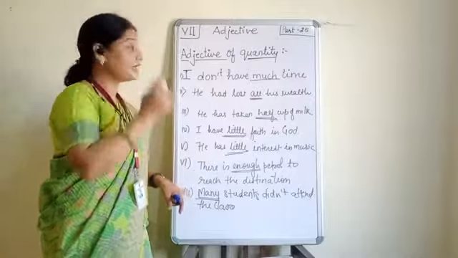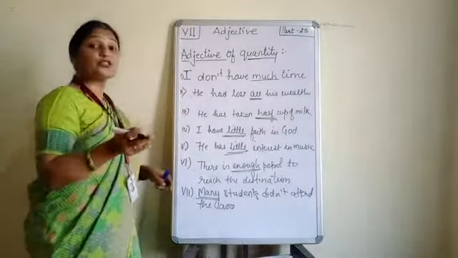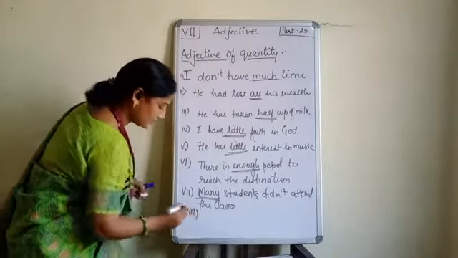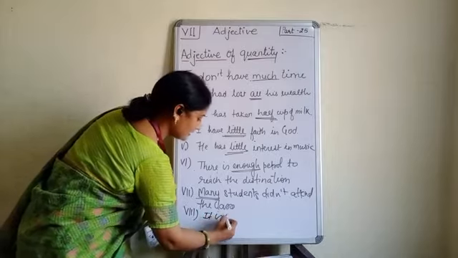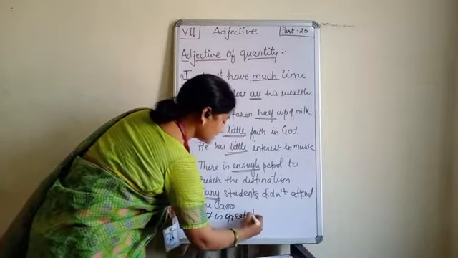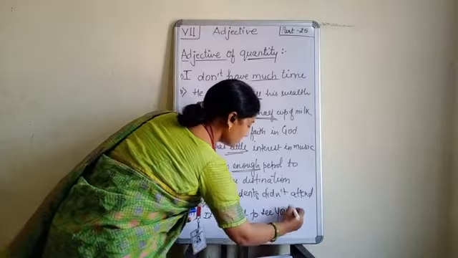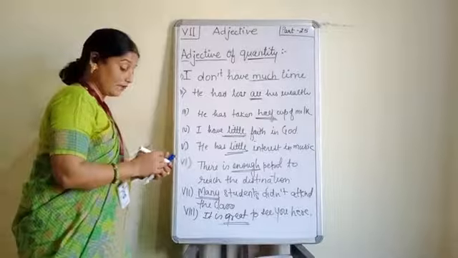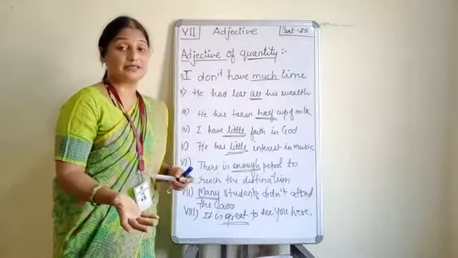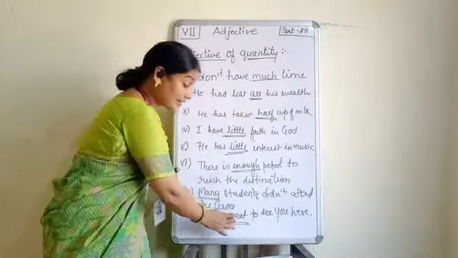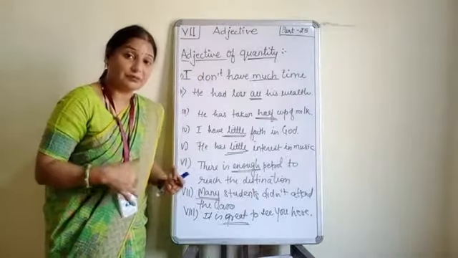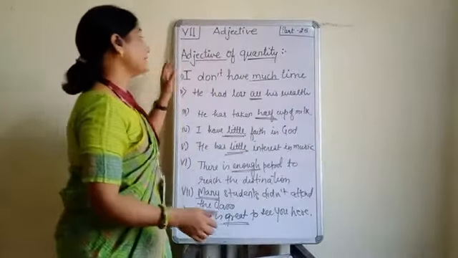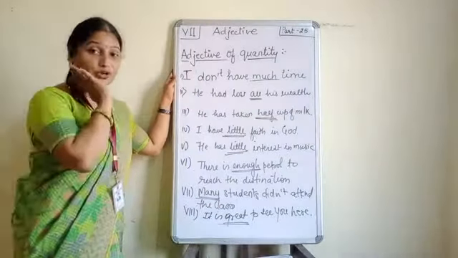Okay. One more example I can tell you. It is great to see you here. Suppose example number 8, it is great to see you here. Now, happiness at what extent? Not sure. It is great to see you here. I am feeling very happy to see you here. Okay. So all these are the examples of adjective of quantity.